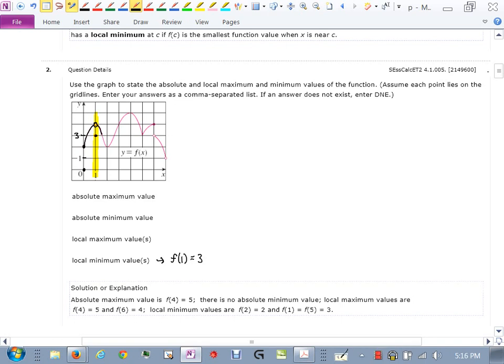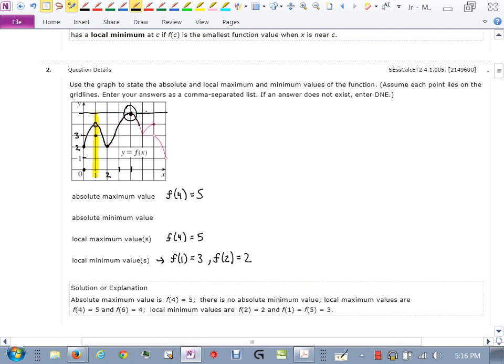Now moving back along the function, I come down, and then here's another lowest point on my graph. That happens at 2 for x, which spits out 2. So I have another local minimum at f of 2, and the value is actually 2. Moving up the graph, I have here a maximum point. It's a local maximum because it's the highest point locally. That happens at f of 4, and the value there is 5. But notice also that this point is the highest point that the graph ever reaches, so that's also my absolute maximum.